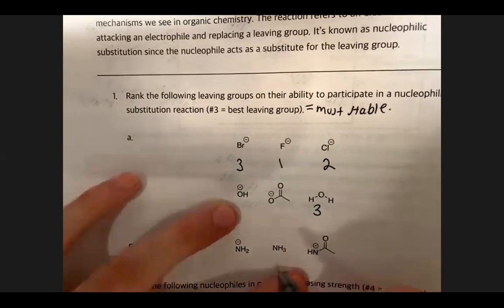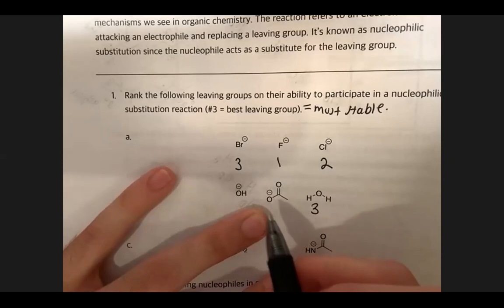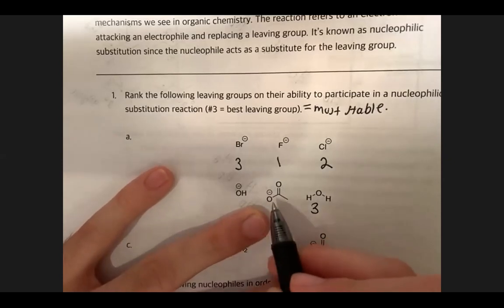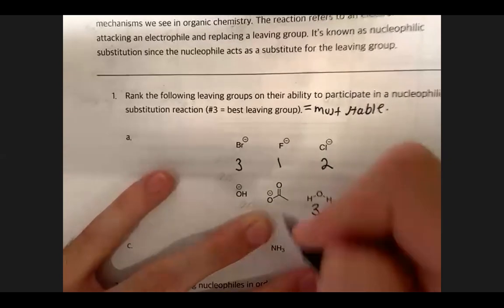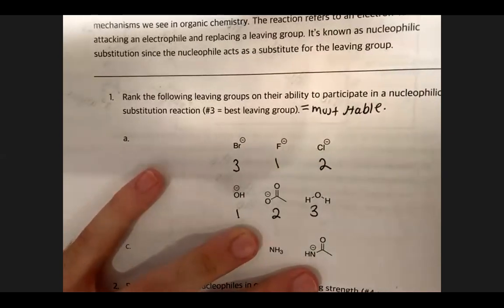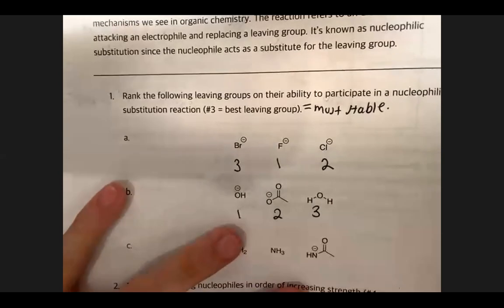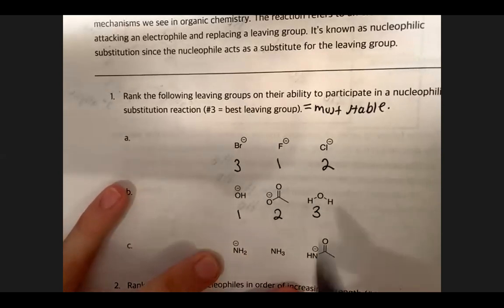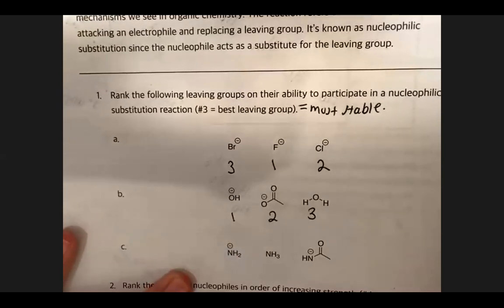Because we have resonance here, this can definitely be stabilized. That negative charge can be delocalized over the ring. So that makes it the next best. And hydroxide is still decent. I mean, hydroxide is a bad leaving group, but hydroxide is a good nucleophile. Okay, so anybody have questions on A and B?